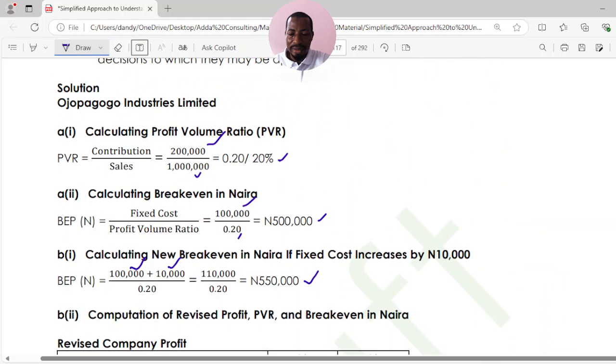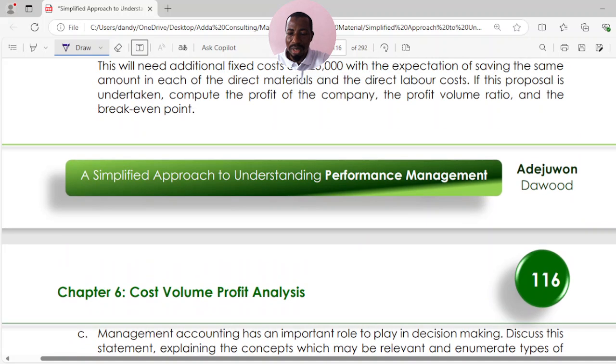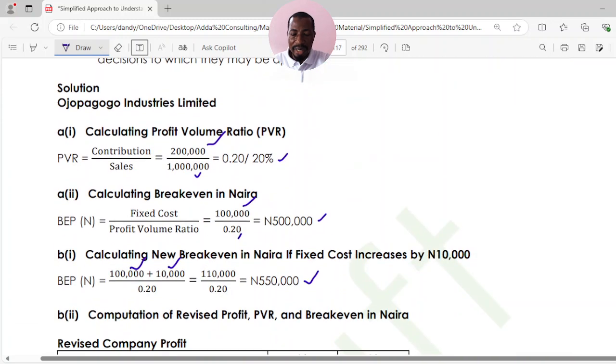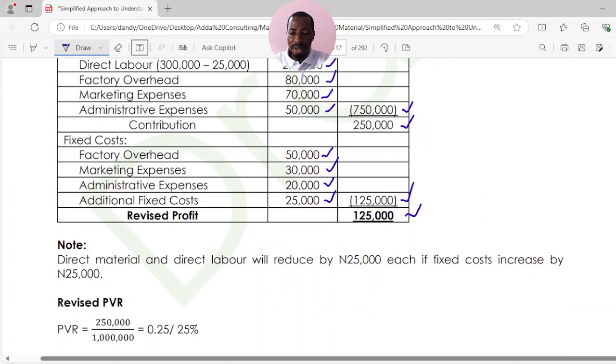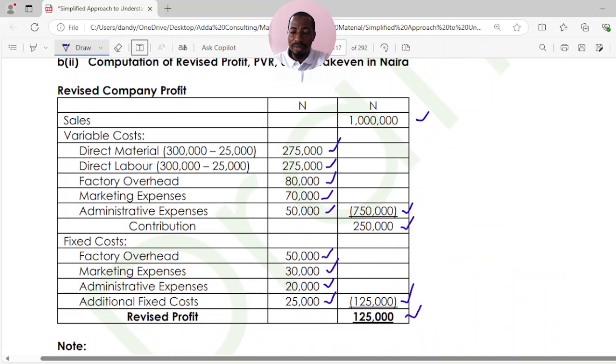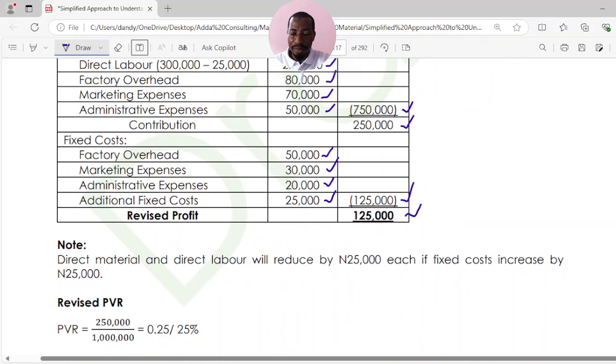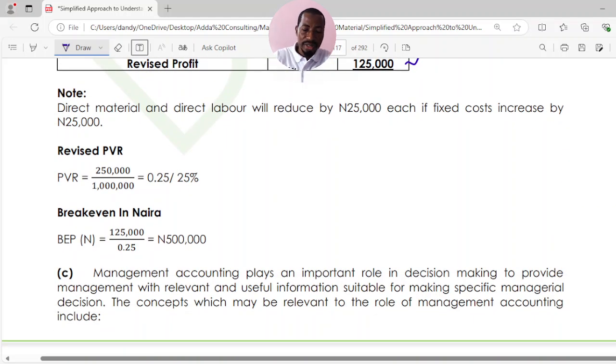Then you were also asked in that particular requirement to calculate the new profit volume ratio and the break-even point. For me to get the new profit volume ratio, I'm supposed to divide the new contribution margin of 250,000 naira by the sales value of 1 million naira. That will give me 0.25. So this is the new PV. With this new PV and my changed fixed cost, the break-even point in naira is now 500,000 naira. Okay, I believe this is clear. So that's that. Very straightforward.